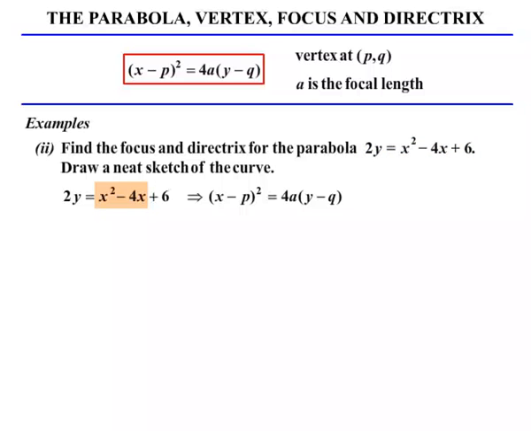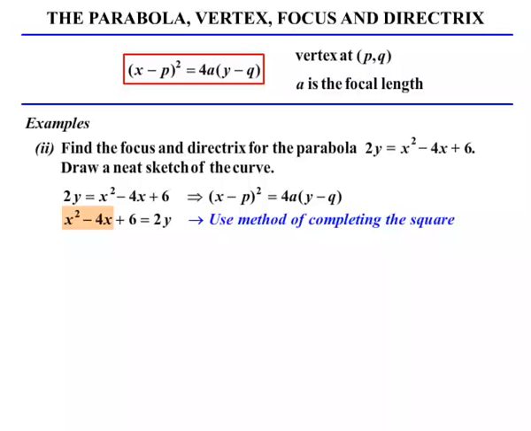But if we have a look at it, x squared minus 4x, we'll need to do what's called completing the square, okay? But firstly, we'll just write the x squared, etc. on the left-hand side equals 2y. Just swap the signs. Now, use the method of completing the square. What that means, x squared minus 4x, we're going to write that down. Then with the positive 6, we move that over, becomes minus 6. So we'll have 2y minus 6.